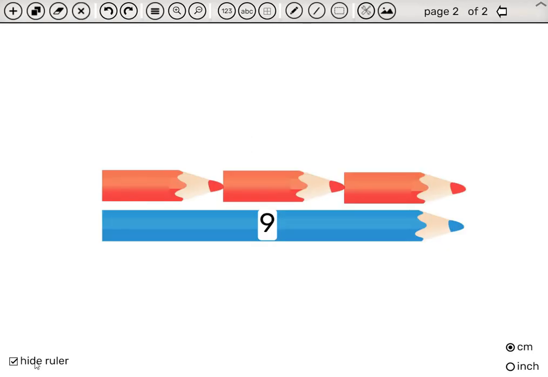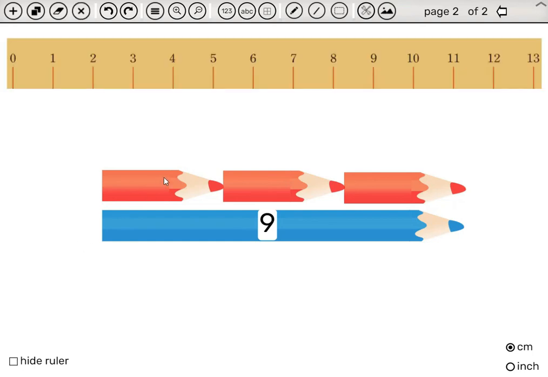We can also use the app to prepare in advance a question, such as this. Notice that the Hide Ruler checkbox is marked, so we don't see the ruler. What is the length of the red pencil? And of course, this is equivalent to the question 9 divided by 3. We can also use the ruler to check the answer. We uncheck Hide Ruler and bring the pencil to the ruler to measure it.